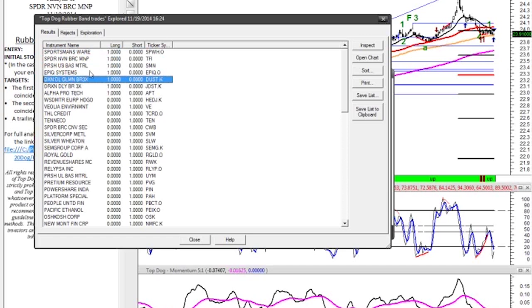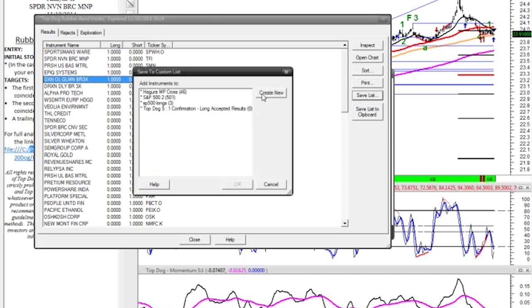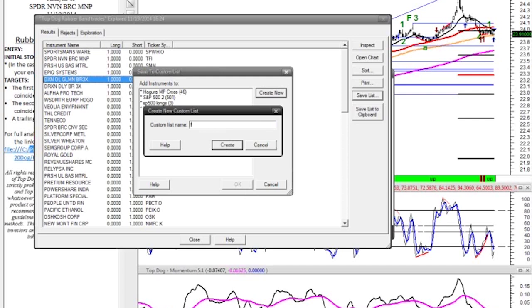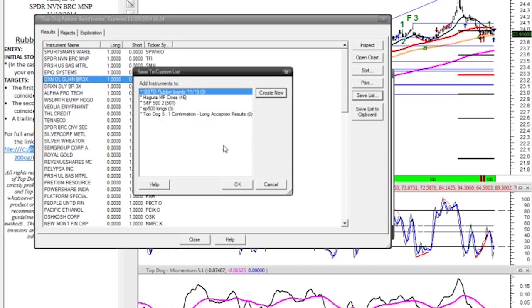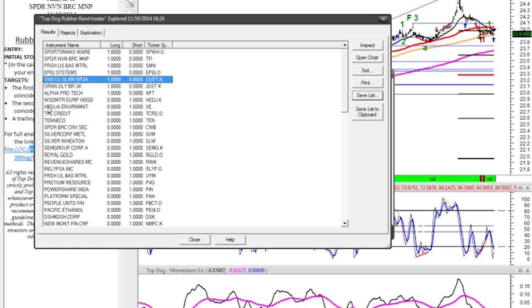I can open them directly from here, which is what I was doing. I can also save this as a list of scans that I can then arrow through in Metastock. To save it as a list, just hit Save as a List right here. I'll create a new list and call it BB Top Dog Rubber Bands. I usually add a date, so I can delete it after a couple days. Takes a second, then I click OK. All those stocks, long and short, would then be added to a watch list. But that's how you would run a scan.